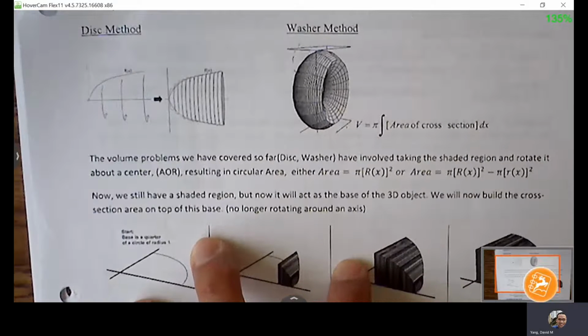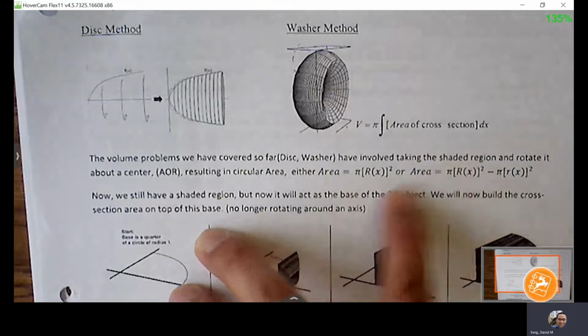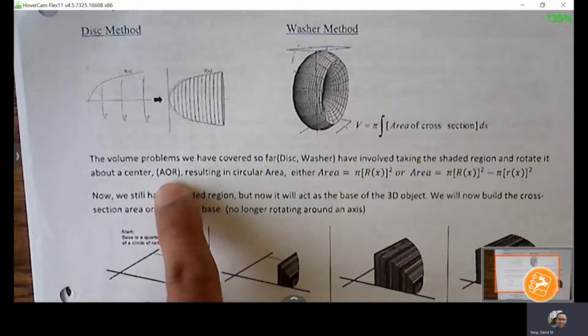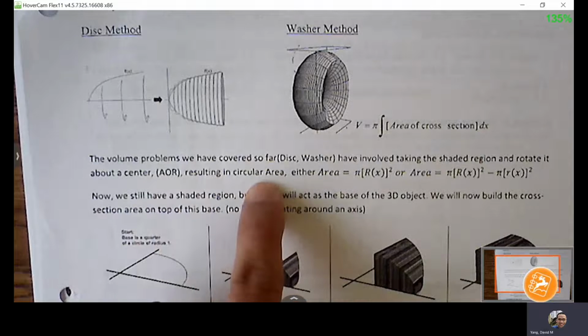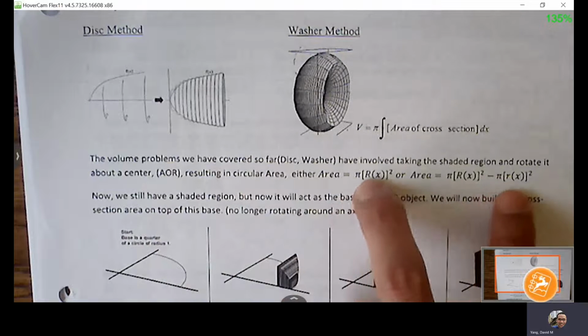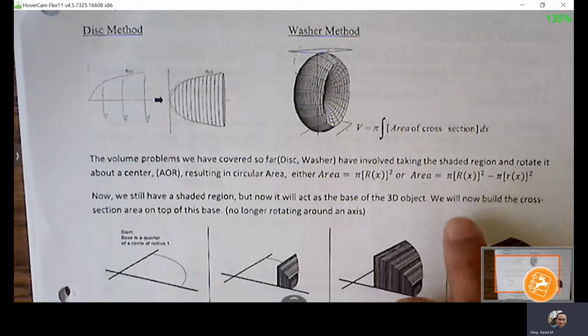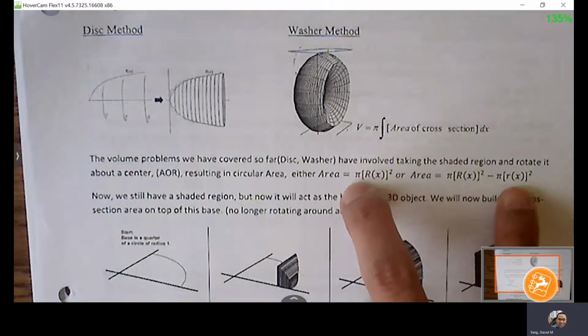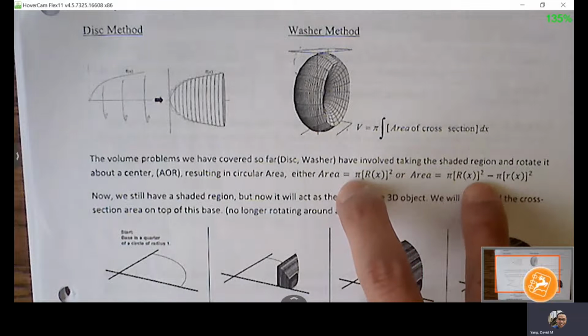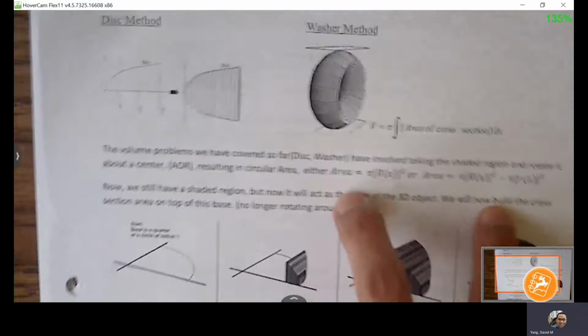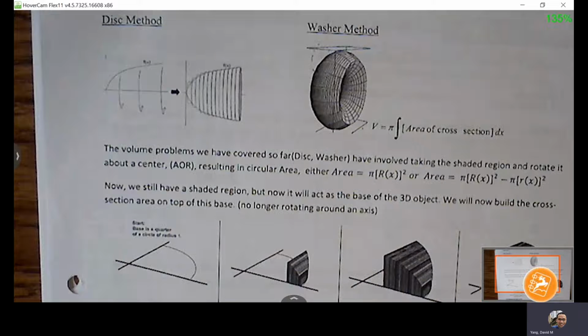So the volumes that we've covered so far have all involved rotating about this axis, which results in circular area. So that's why we have this pi r squared or pi big R squared minus pi little r squared built into the integral formula, right? The antiderivative or the definite integral just allows us to accumulate these representative circular disks or rings from one end of the boundary to the other end.